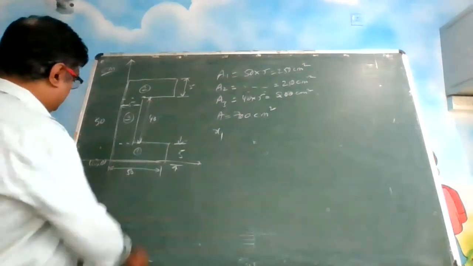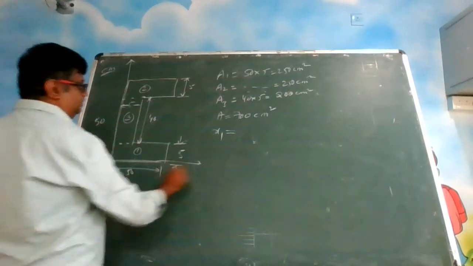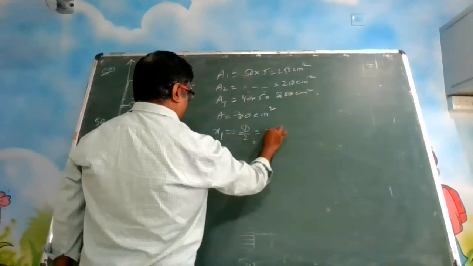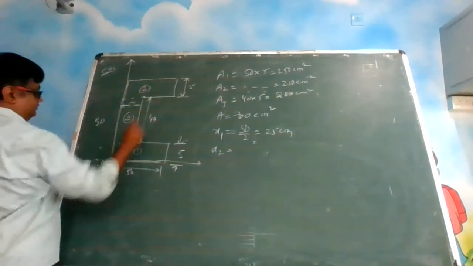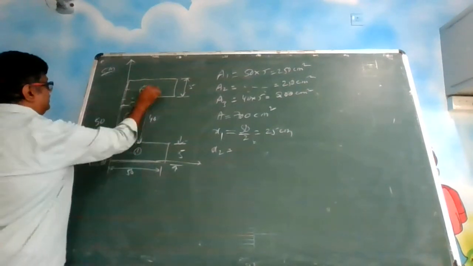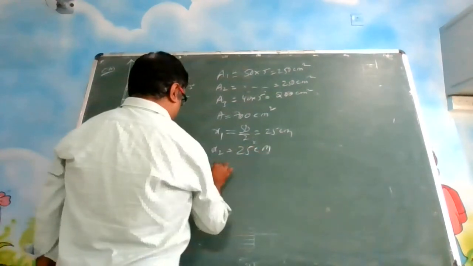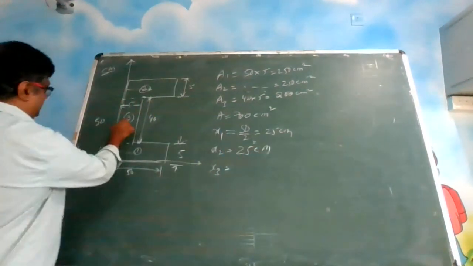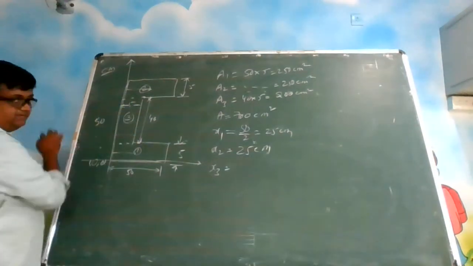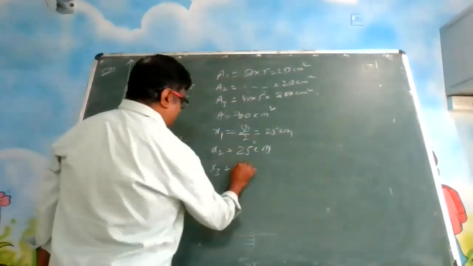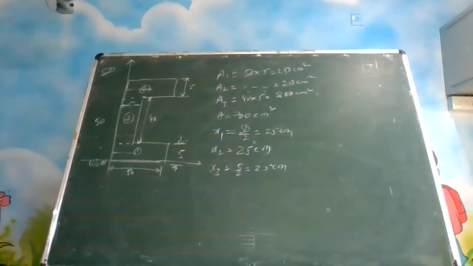Right. So here we will find x1. How much will x1 be? 50 by 2, which is 25 centimeters. x2 is the same as x1. If this is 50, this is 25 centimeters, then this will also be 25 centimeters. Now x3. This width is 5 centimeters. You are measuring from here, so it will be 5 divided by 2, which is 2.5 centimeters. All right. We have found x1, x2, x3, all three.